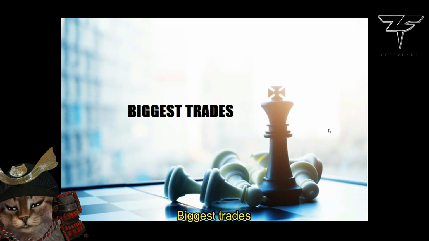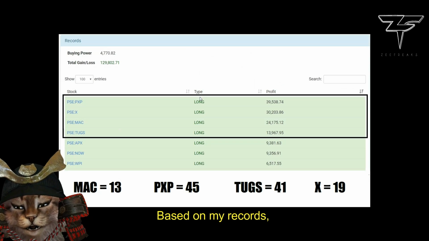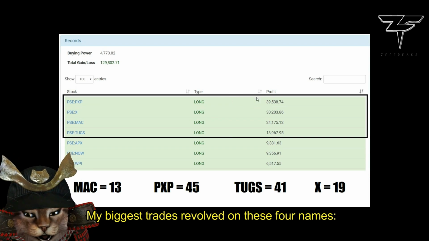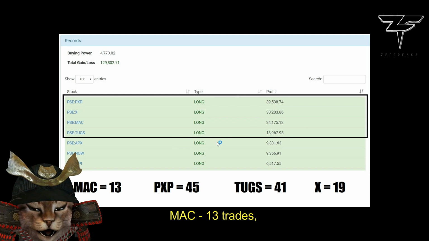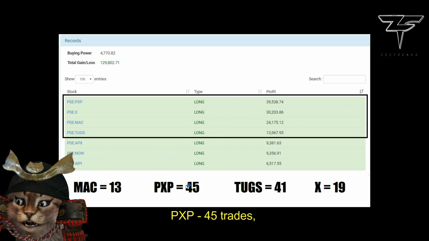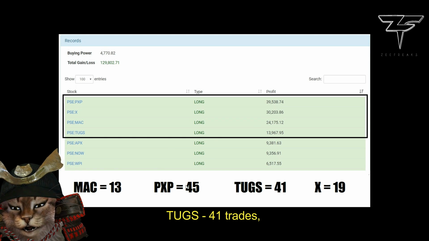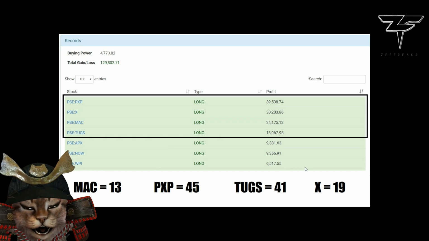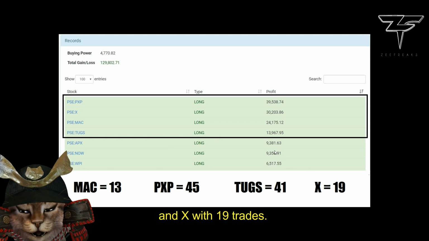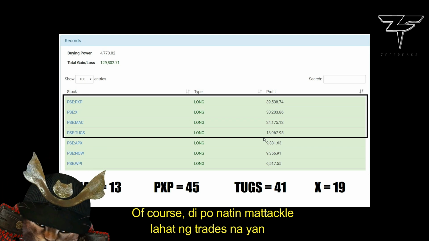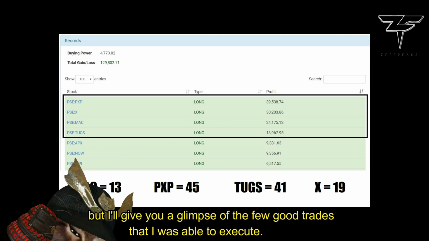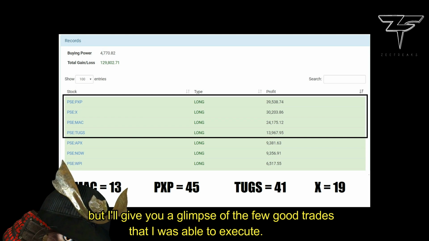Biggest trades. Now, based on my records, I made 227 trades. My biggest trades revolved on these 4 names: MAC 13 trades, PXP 45 trades, TUGS 41, and X with 19 trades. Of course, hindi po natin matatakil lahat ng trades na yan, but I'll give you a glimpse of the few good trades that I was able to execute.